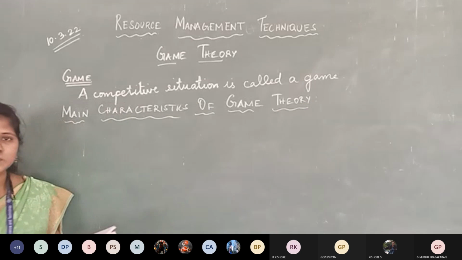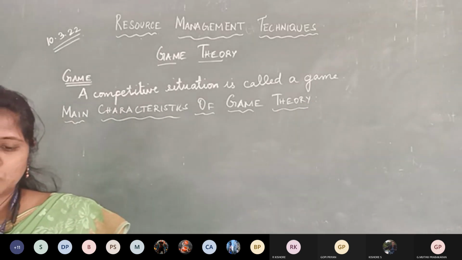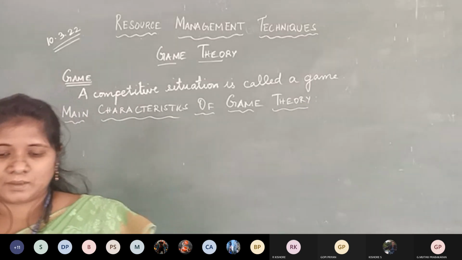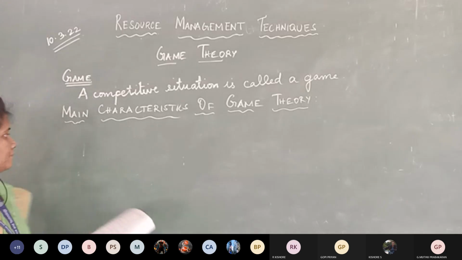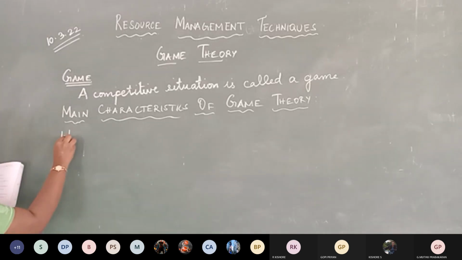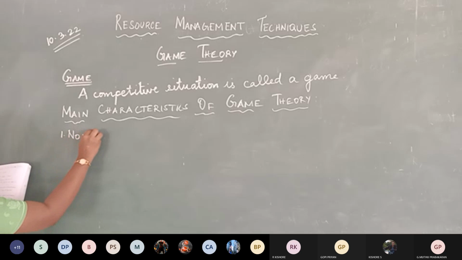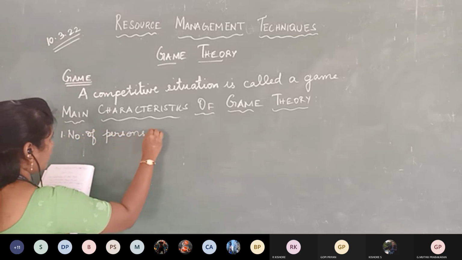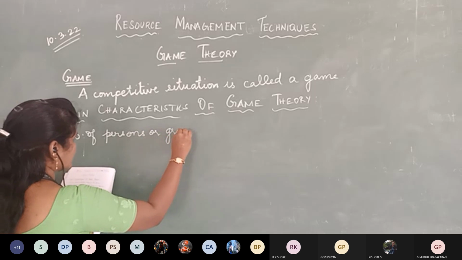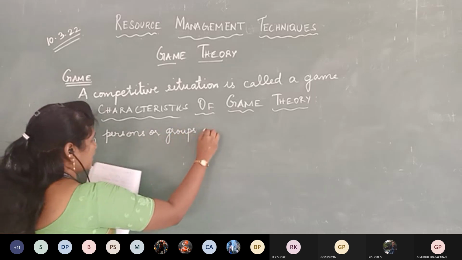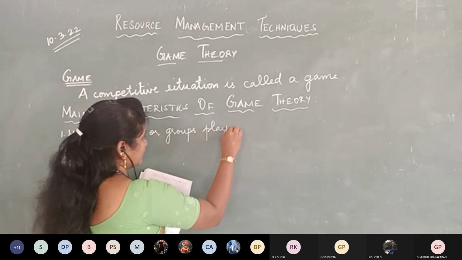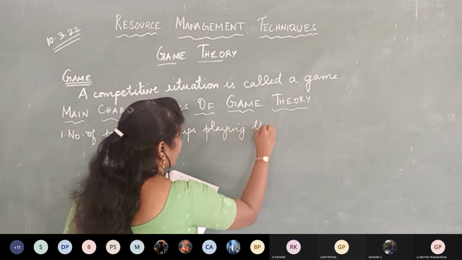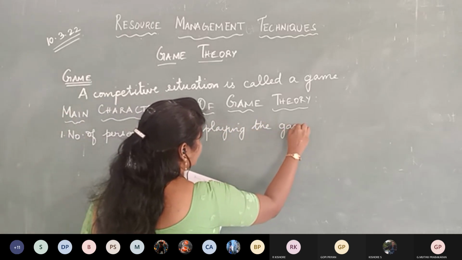Or I will tell it, you will write: number of persons or groups playing the game. Okay, that will be the first one. First one is number of persons or groups playing the game.